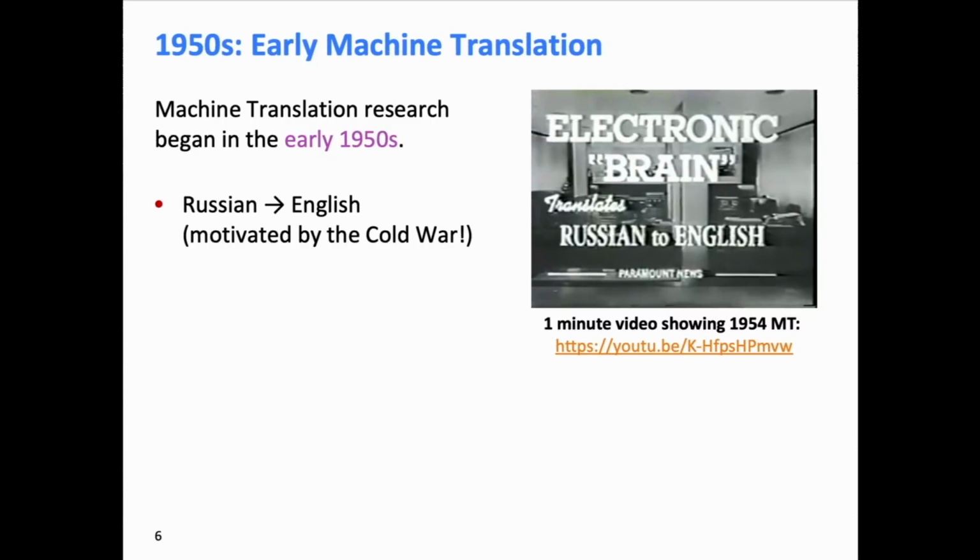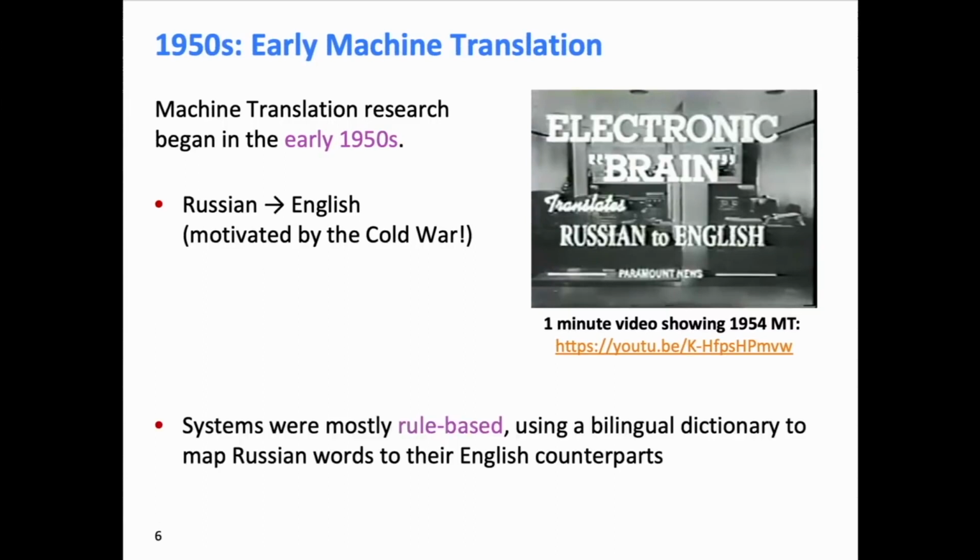And the thing is that these systems actually were mostly rule-based, by which I mean that they were mostly using a bilingual dictionary between Russian and English, and they were essentially mostly just looking up the Russian words, looking up their English counterparts. And they were storing these big bilingual dictionaries on these large magnetic tapes. So certainly it was a huge technical feat at the time, but some people were probably too optimistic about how quickly it would replace humans.